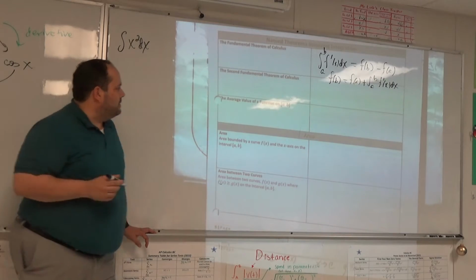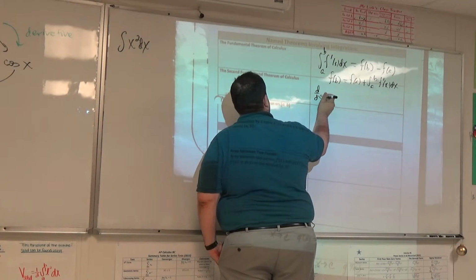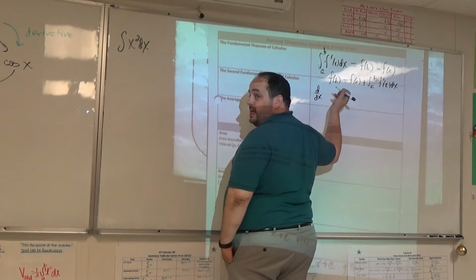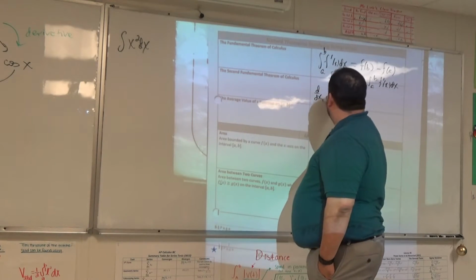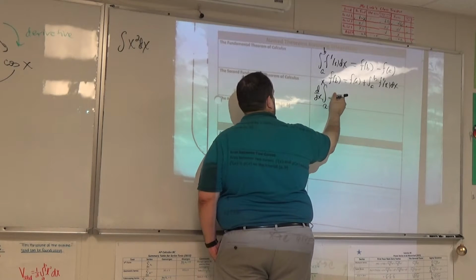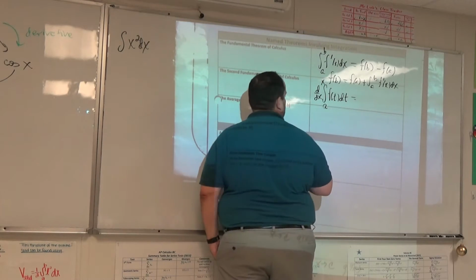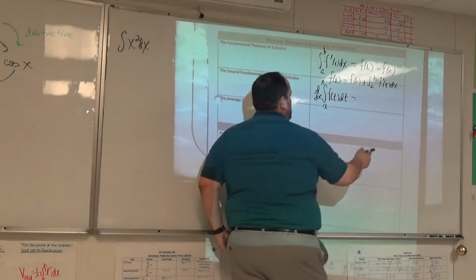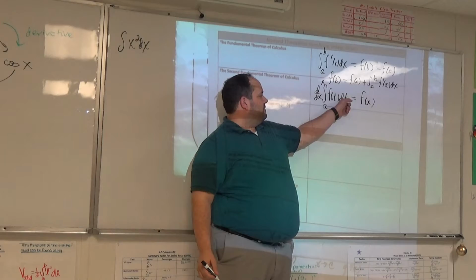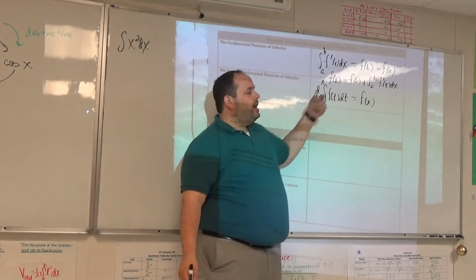Martyr, what you got? d over dx, the derivative of the integral from a to x of f of t dt equals f of x. The derivative of the integral of a function from a constant to a variable, you get the original function back. Great.